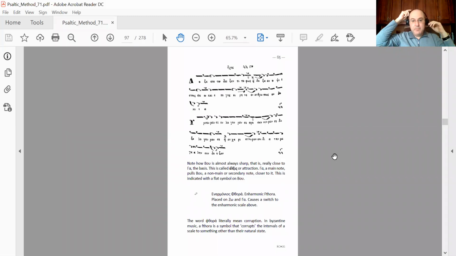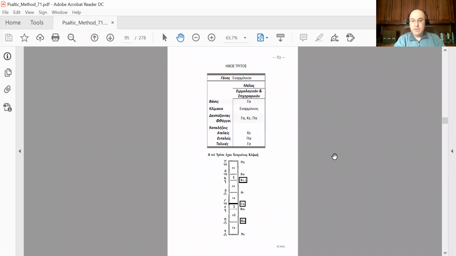Welcome back, lesson 53 on page 65. And we continue with the third mode. I'm going to go a couple of pages back, hijos tritos. So as you can see, for both irmologikon and stichiraric melodies, the basis, scale, main notes, and your cadences in complete, semifinal, and final are the same for both melodies.